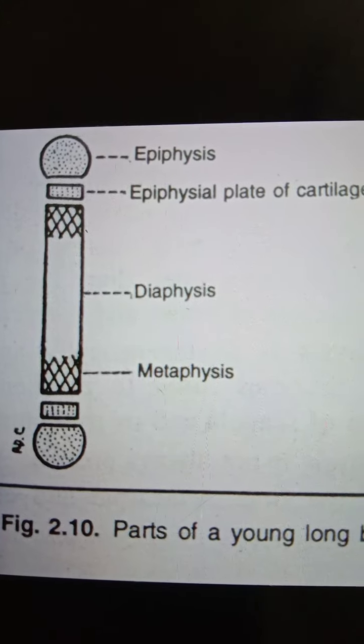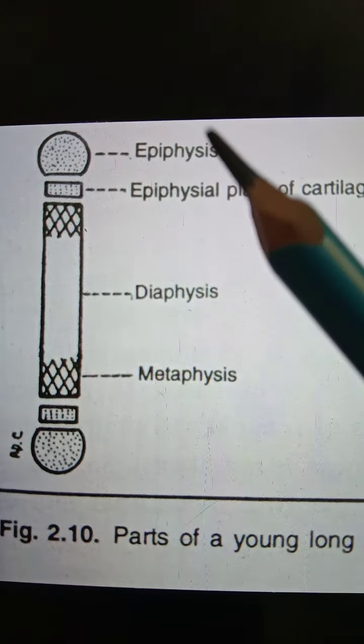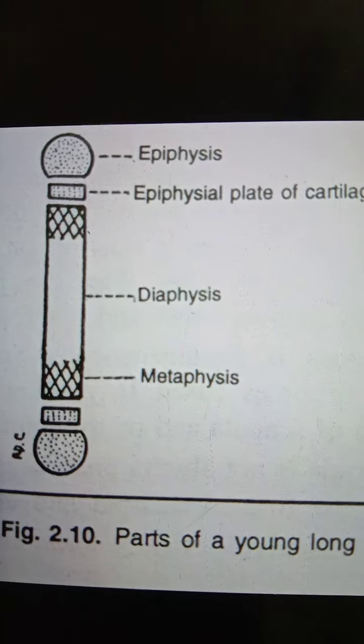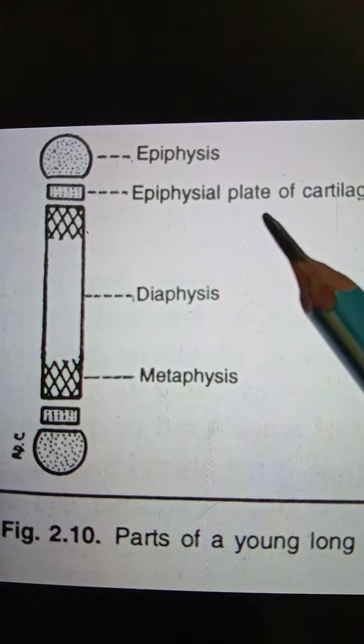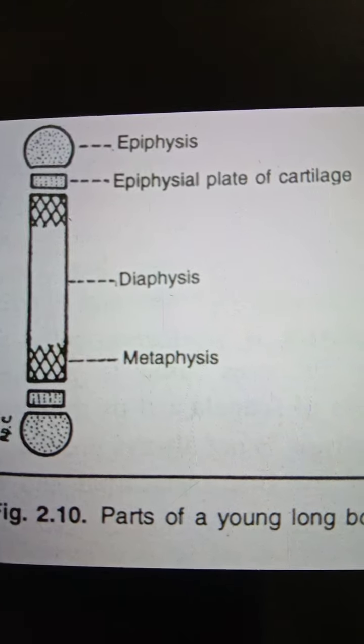Then the last one, the aberrant epiphysis. The aberrant epiphysis is not always present. An example is the epiphysis of the head of the first metacarpal and the base of the other metacarpal bones. So that is called the aberrant epiphysis.